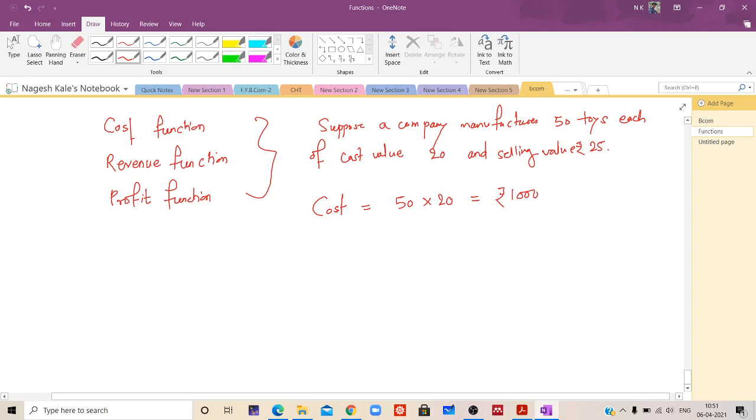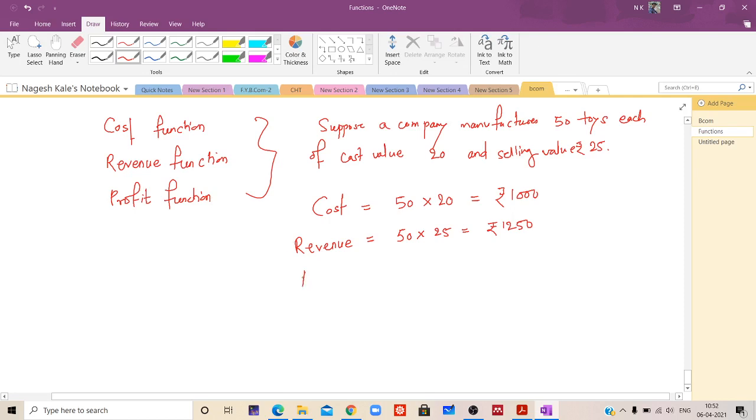Then what is the revenue? When that company will sell these 50 toys in the market, what revenue will they earn from the market? These are total 50 toys and selling value of each toy is 25 rupees, so they will receive 1250 rupees as a revenue. So this is revenue, and revenue function is used to find out the revenue generated by selling a certain number of goods based on the demand of that particular thing.